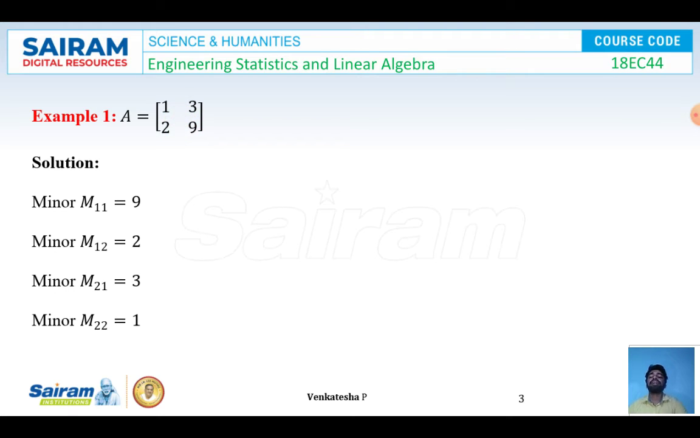So we can say that the minor M11 is equal to 9, minor M12 is equal to 2, minor M21 is equal to 3, and minor M22 is equal to 1.